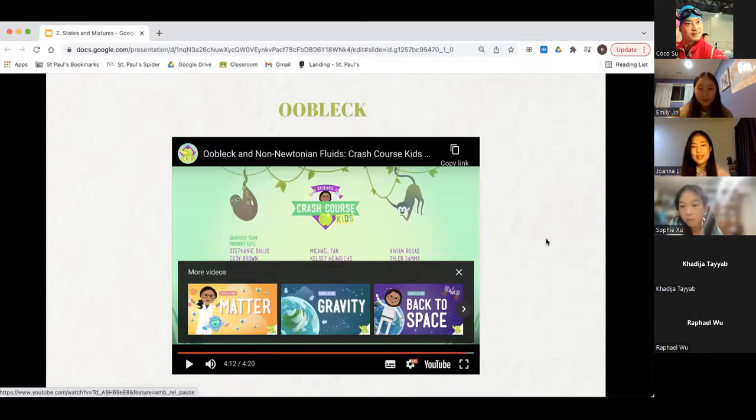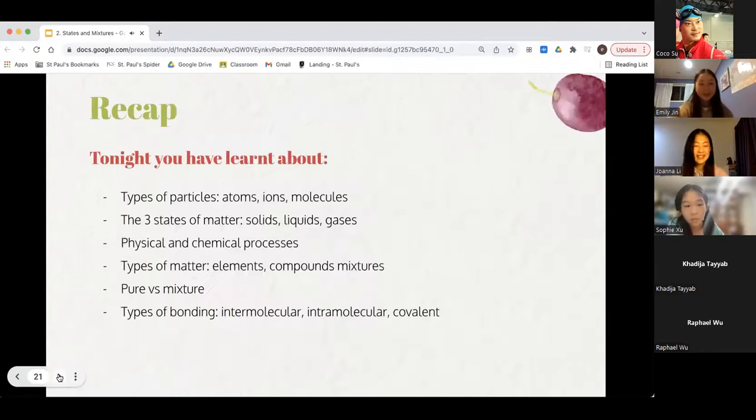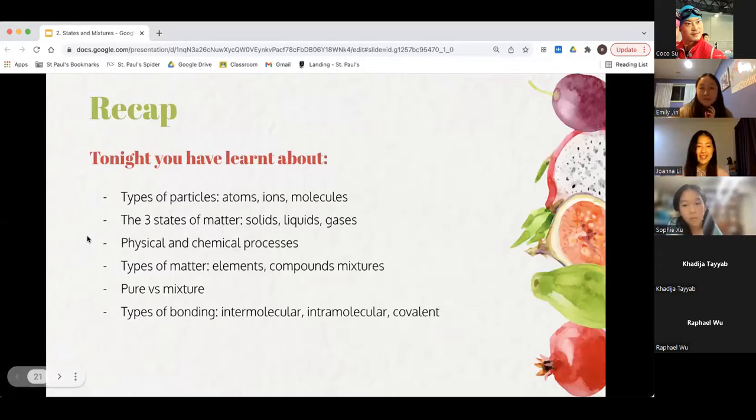All right, with 2 minutes left, let's wrap up really quickly. Okay, good. Quick recap. So we have covered the types of particles. We have atoms, ions, and molecules. The three states of matter: solids, liquids, and gases. And we also have types of matter: elements, compounds, and mixtures. So everything's occurring in threes today for some weird reason.